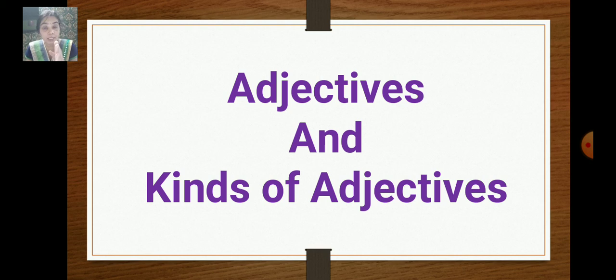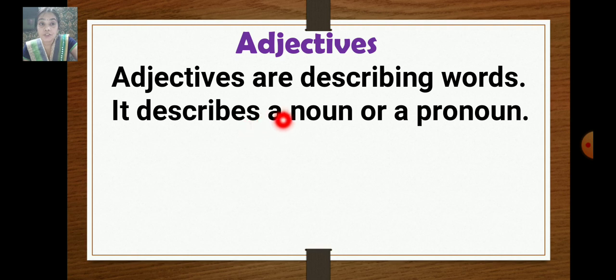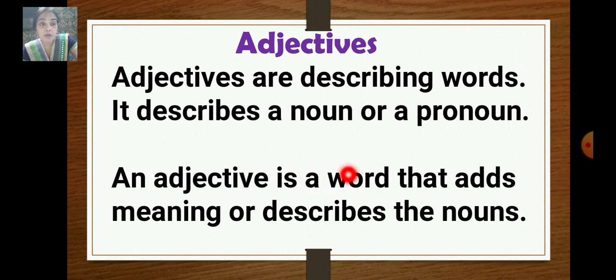So adjective always comes before the noun and it describes the noun. So it is called an adjective. Now, I hope you remember the definition of adjective. Yes. So adjectives are describing words. It describes a noun or a pronoun. He is a good boy. So what is that word he? It's a pronoun. And good is an adjective. So it describes the boy. And an adjective is a word that adds meaning or describes the nouns. So these are the definitions of adjectives.